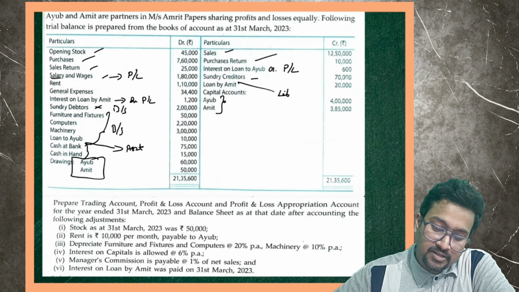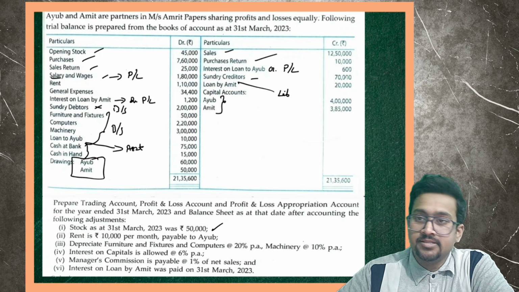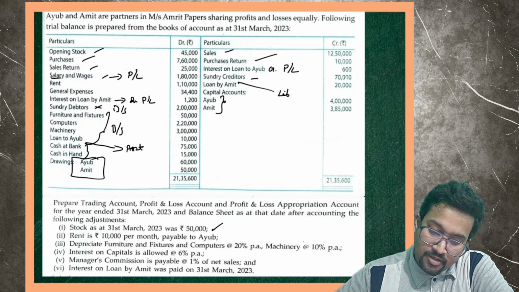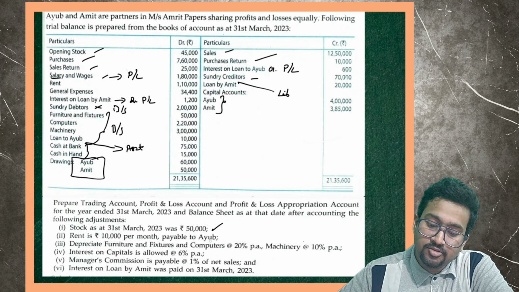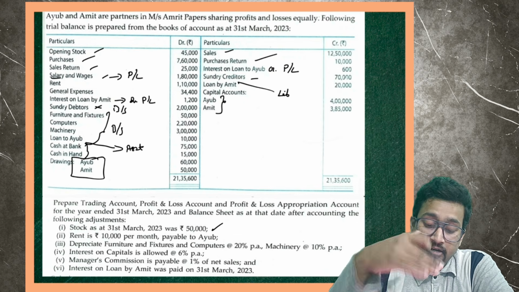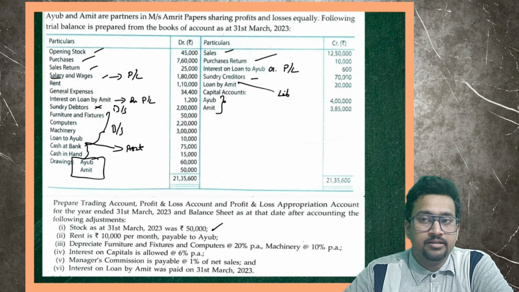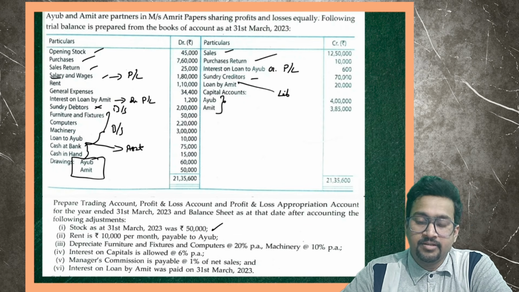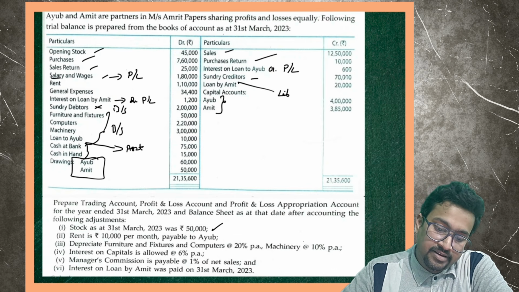And the adjustments are given, like stocks. Since it's outside the balance sheet, it will go at both the places, trading as well as balance sheet. Rent, as you can see here, is 10,000 per month payable to Ayub. It doesn't matter whether it's been paid to a partner or some third-party outsider, since it's a rent, whether you do the manufacturing, whether you make profit or loss, doesn't matter. If it is a rent, it needs to be paid. So obviously rent you can see here.